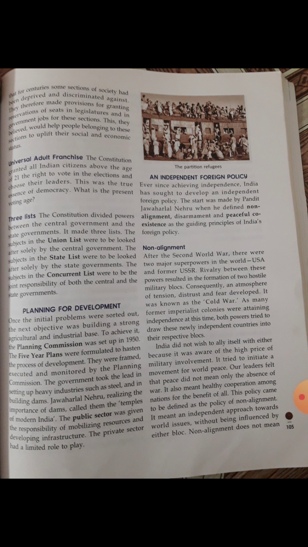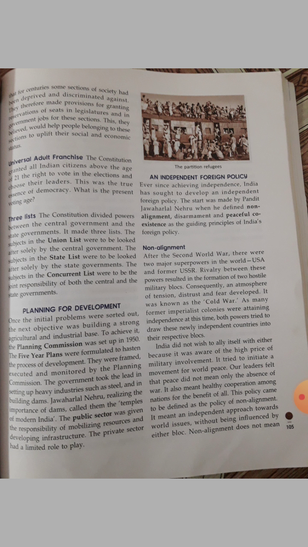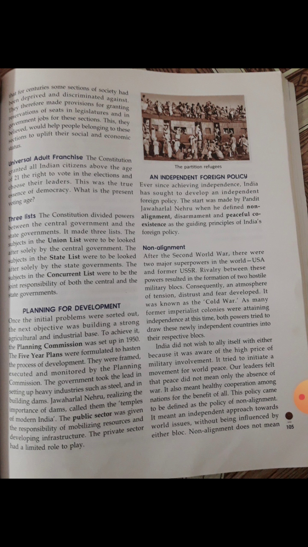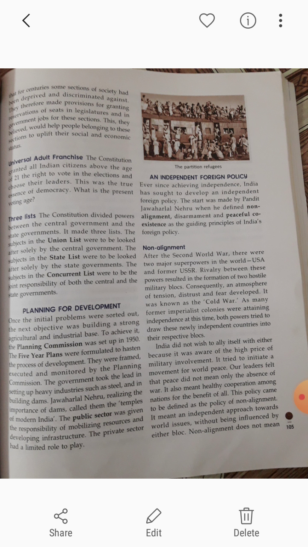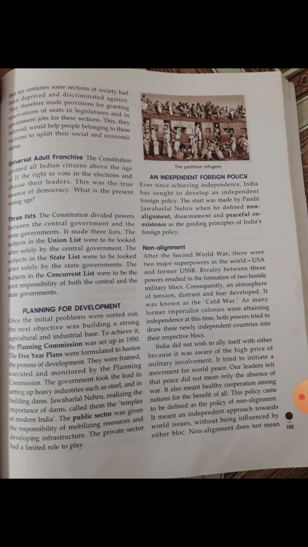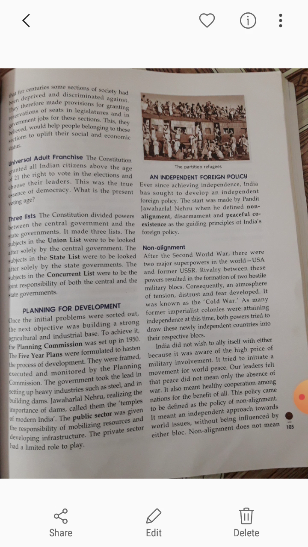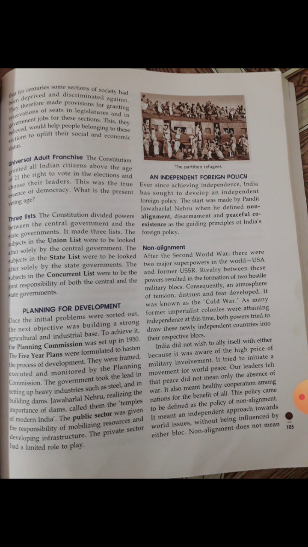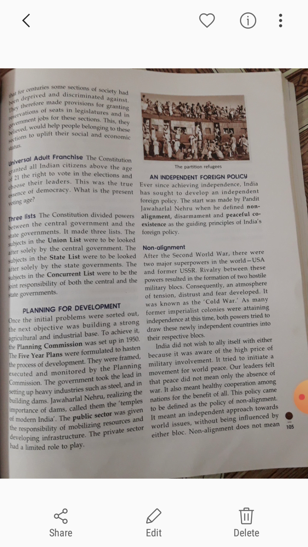Next one, independent foreign policy. Ever since achieving independence, India has sought to develop an independent foreign policy. It started with Pandit Jawaharlal Nehru. He defined the non-alignment movement, disarmament and peaceful coexistence as principles of India's foreign policy.